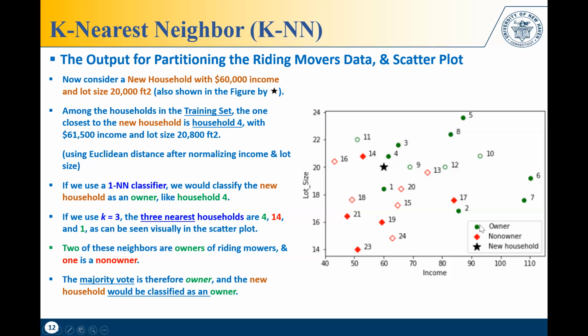If you look at here, the owners are illustrated by green color and the non-owners with the red color. So this is close to the owner. If we use K equal to 3, the 3 nearest households would be households 4, 1, and 14. And 2 of these neighbors are owners, and 1 of them is a non-owner. Therefore, the majority vote is owner. And as a result, the new household would be classified as an owner, right?